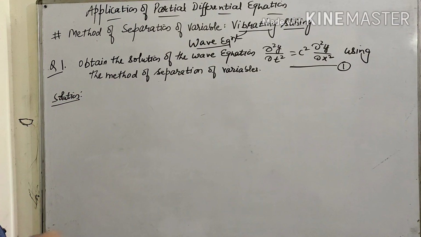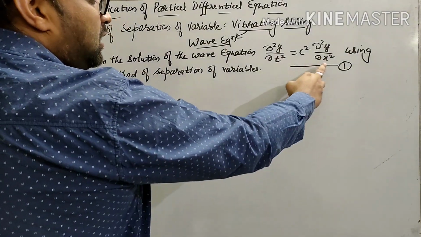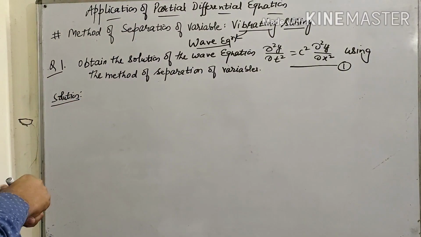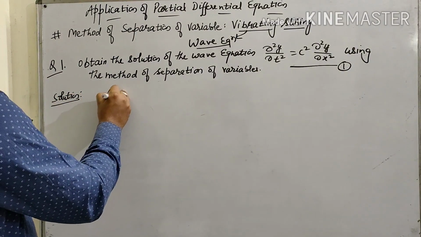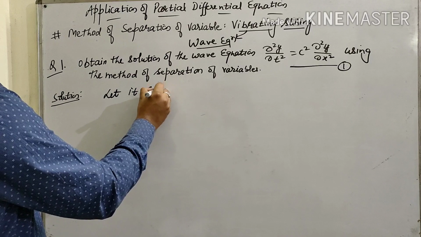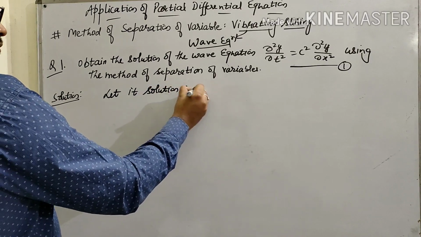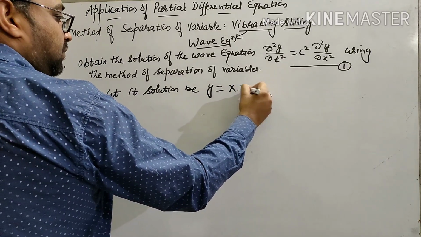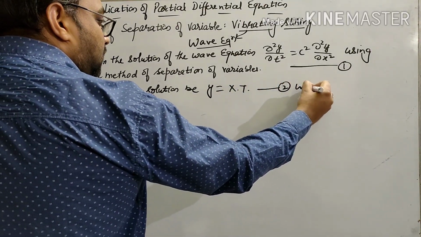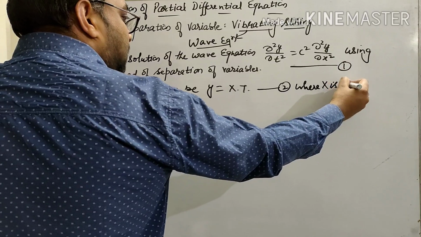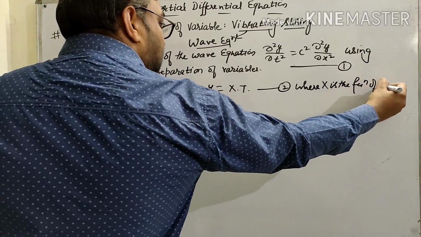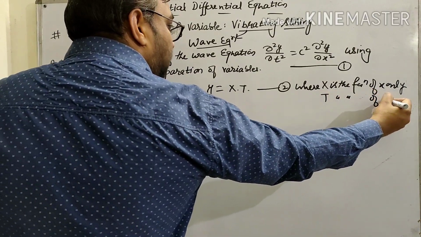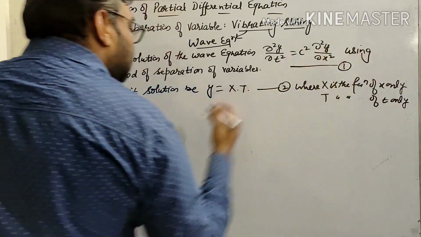That is, we let a solution in terms of t and x, where capital T and capital X are functions of small t and small x only. Let its solution be y equals capital X into capital T, where capital X is a function of small x only and capital T is a function of small t only.